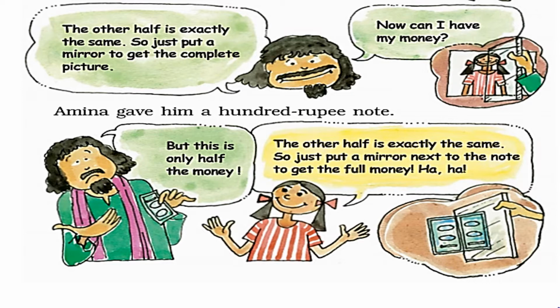Amina gave him a 100 rupee note. But this is only half the money. The other half is exactly the same. So just put a mirror next to the note to get the full money. Haha. So children, it was a nice example of tit for tat.